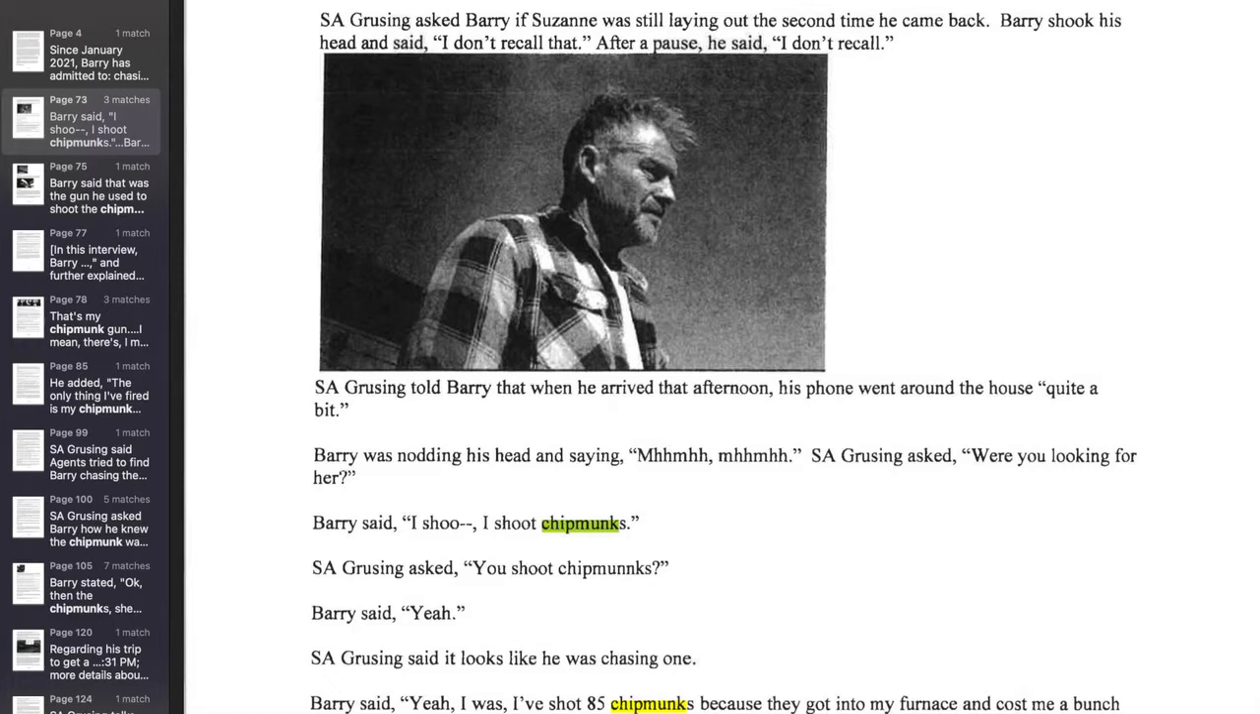After a pause, he said, "I don't recall." The investigator then told Barry that when he arrived that afternoon, his phone went around the house quite a bit. Barry was nodding his head, and then he was asked, "Were you looking for her?" Barry said, "I shoot chipmunks." "You shoot chipmunks?" Barry said, "Yeah." The investigator said it looks like he was chasing one.